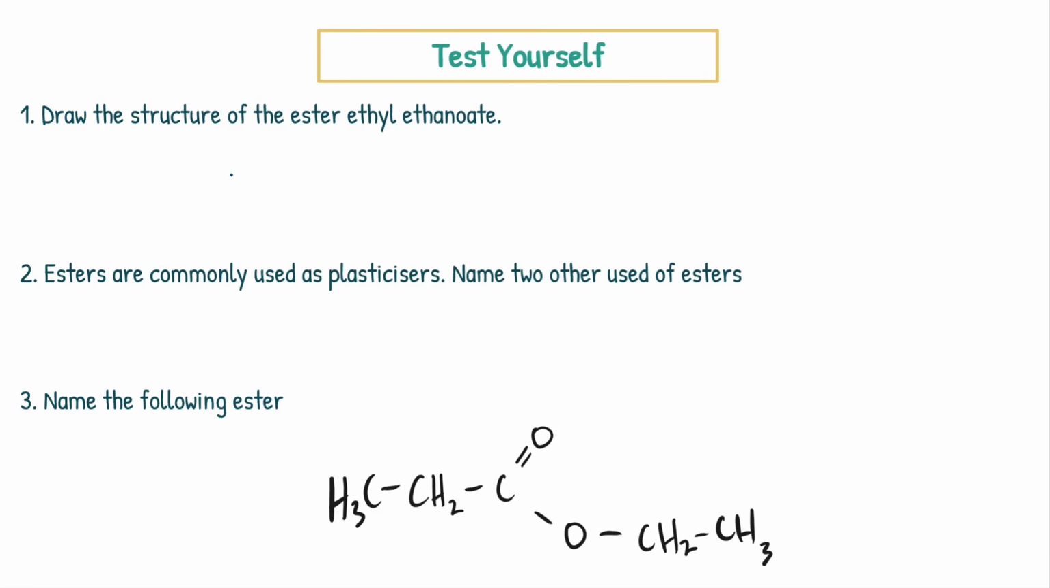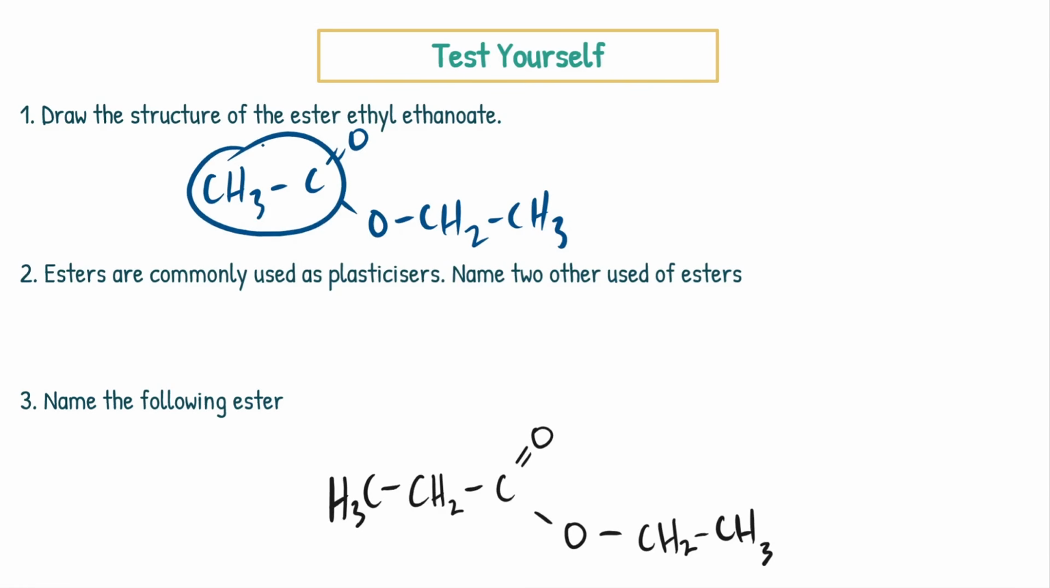All right, so let's do this. Hopefully you guys got this correct. It's actually just the ester I've been using throughout this entire video as an example. So CH3, COO, CH2, CH3. Real easy. Ethyl chain on the right hand side, ethyl on the left hand side, ethyl ethanoate, right?